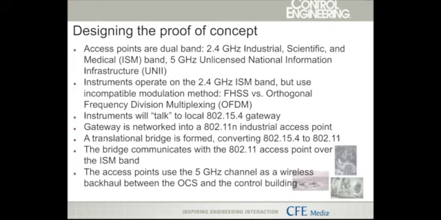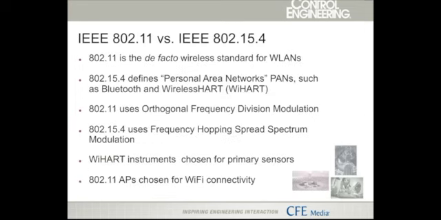The gateway is then networked into an 802.11 industrial access point. We call this a translational bridge because basically what it did was translate from 802.15.4 to 802.11n. Then that bridge would communicate with the local 802.11 mesh point, which would then communicate with the control building using the 5 gigahertz channel as a wireless backhaul.